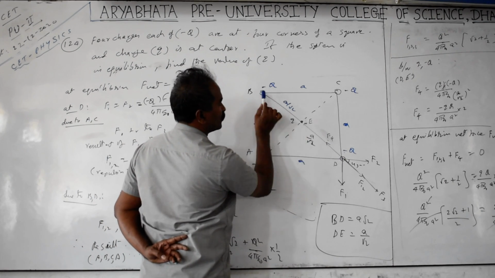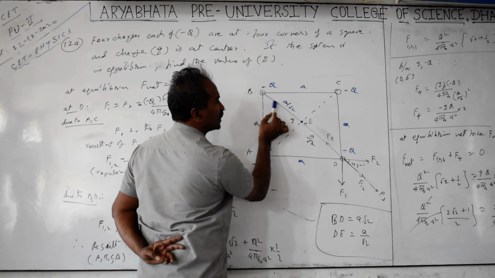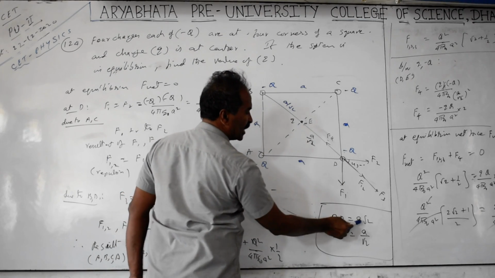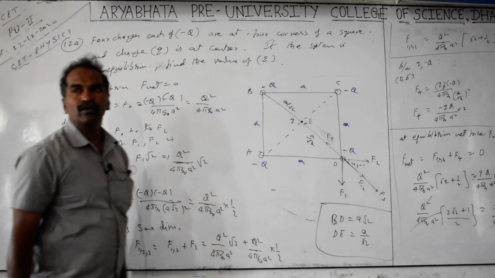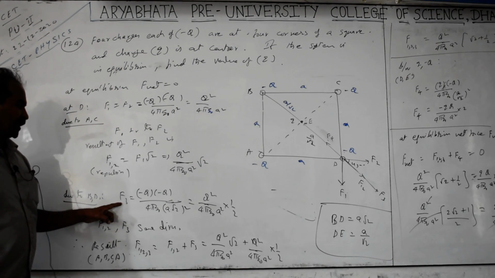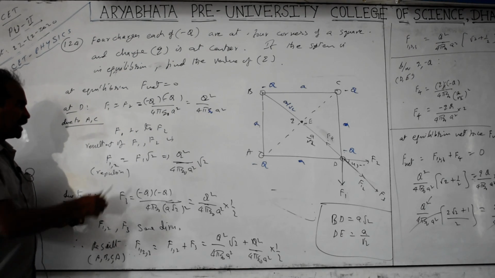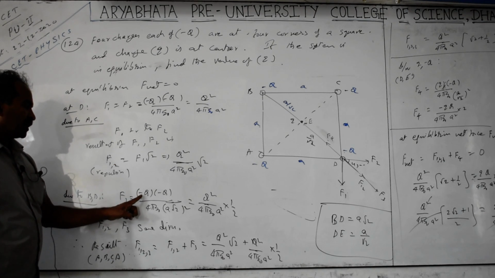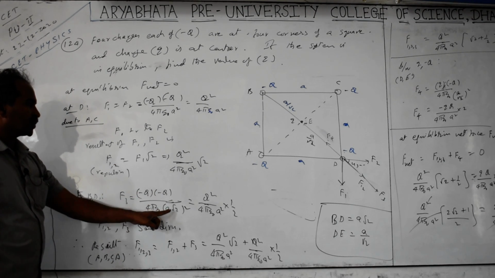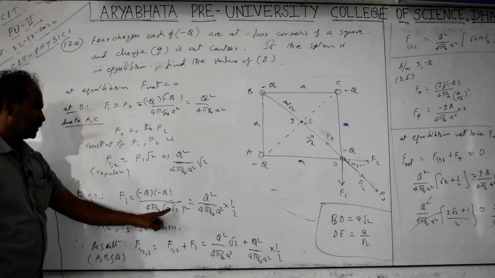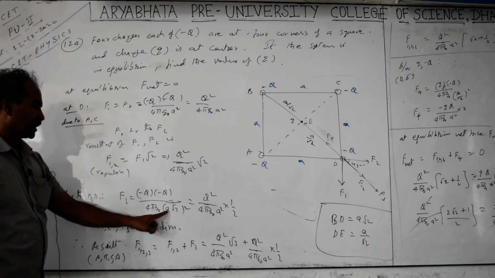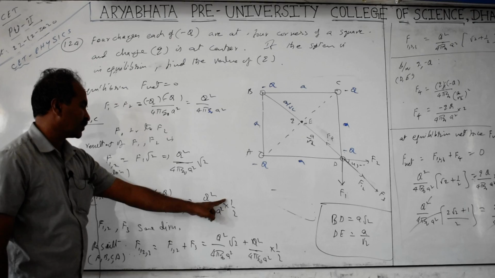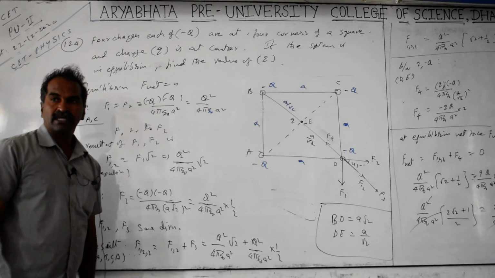Q1 Q2, meaning Q_B Q_D, by 4 pi epsilon into distance squared. Distance is a root 2, and a root 2 squared means a squared into 2. Repeat: F3, due to B and D at opposite corners, is along the diagonal, equal to minus q squared by 4 pi epsilon into the diagonal length a root 2 squared. Root 2 squared is 2 only, so 2a squared. So a squared remains: q squared by 4 pi epsilon naught a squared, and this root 2 becomes 1 by 2 on squaring it.